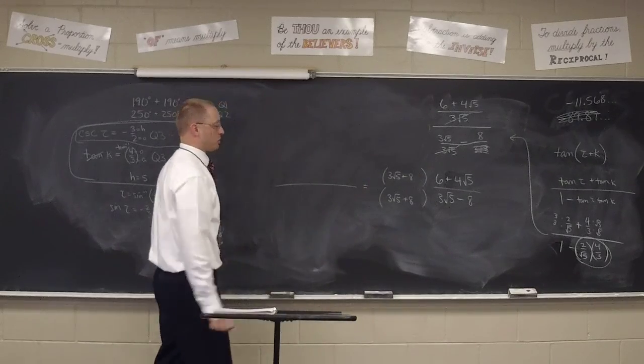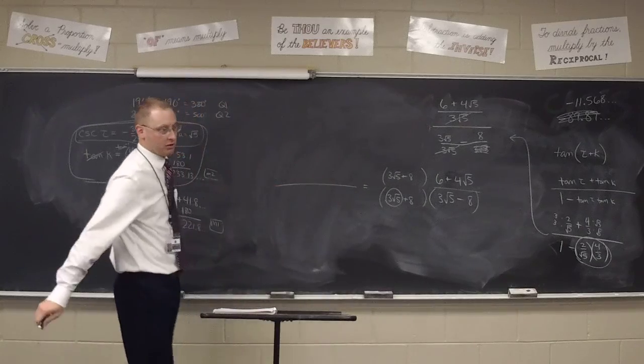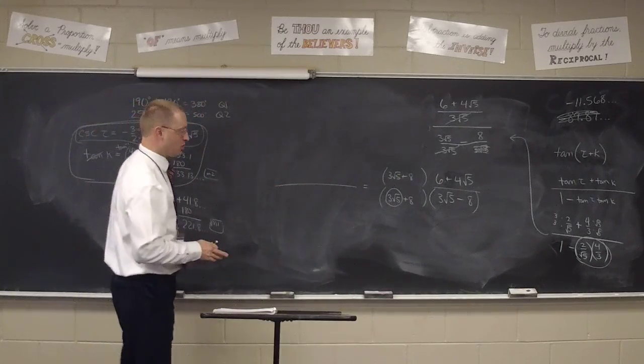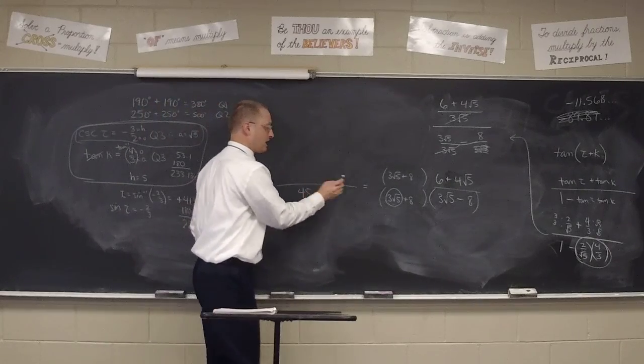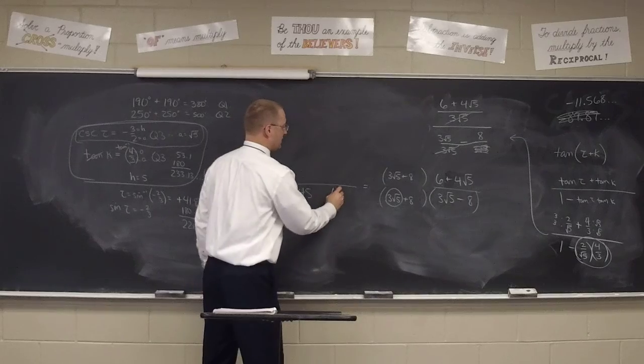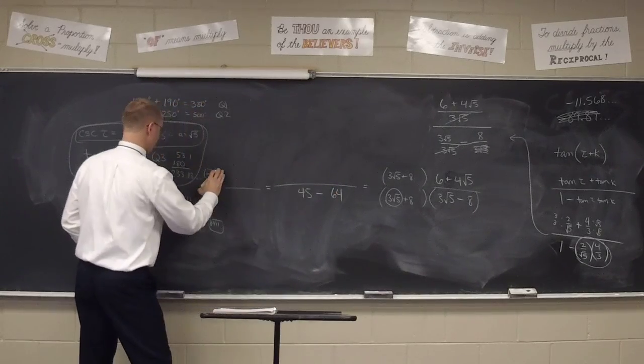In the denominator, square the first, and put a minus. Be careful, what do we get when we square the first? Square the 3 to get 9, square the square root of 5 to get 5, and 9 times 5 is 45. Square the last to get 64. Put a minus sign. So what's my denominator going to become? Negative 19.